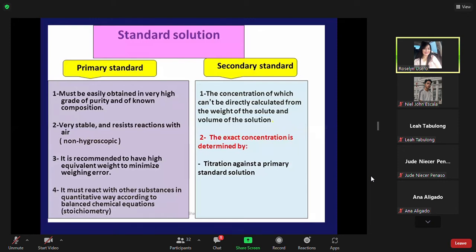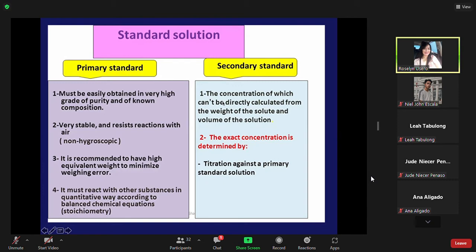So another comparison. Okay, so here again, we all have mentioned this one, no? Easily obtained with very high grade of purity, non-hygroscopic, must have high equivalent weight to minimize weighing error, and must react with other substances in a quantitative way according to the balanced chemical equation. So that's stoichiometry. Now, what about the secondary?